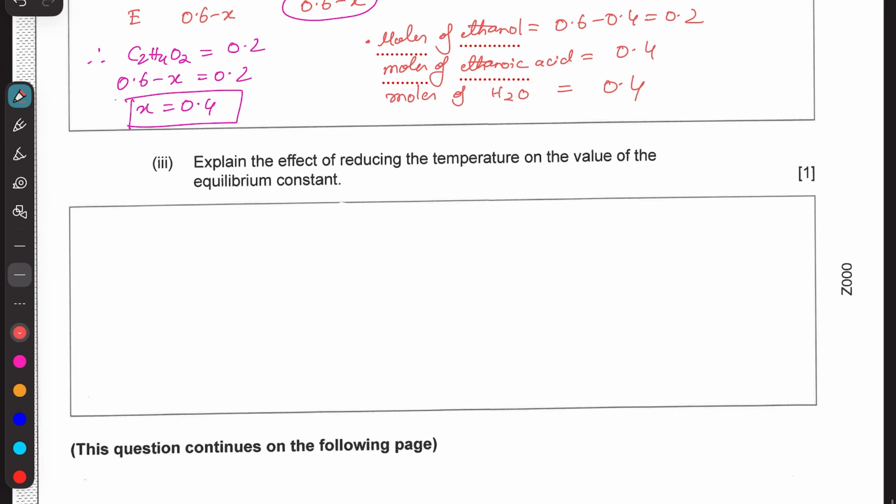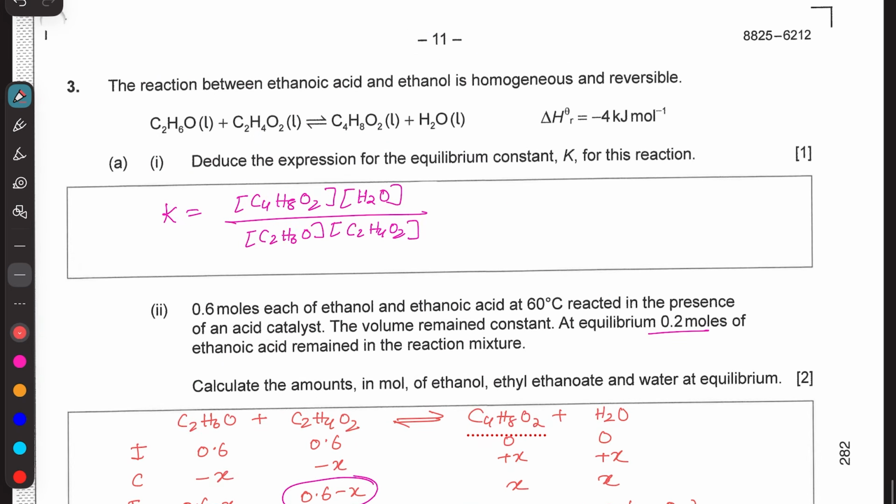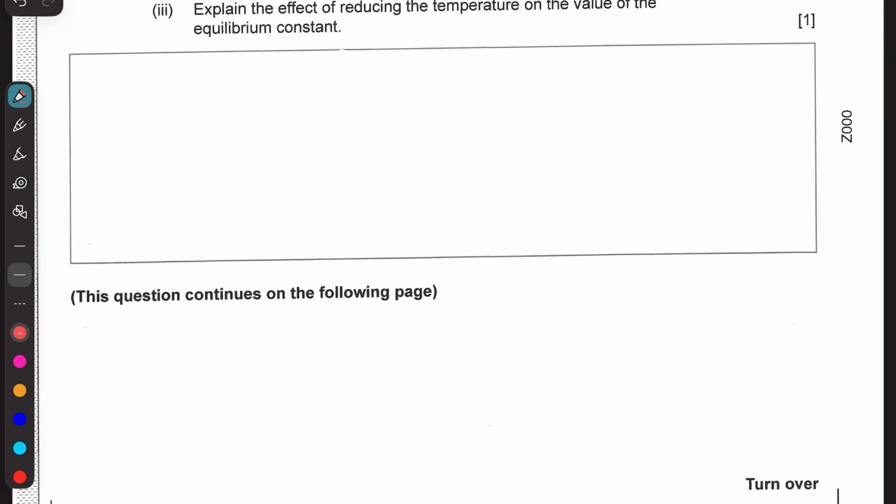Next, we have to explain the effect of reducing temperature on the value of the equilibrium constant. The equilibrium constant will only change if we change the temperature, right? So if you reduce the temperature, what happens? The reaction will try to generate more heat. It will shift in the forward direction because in the forward direction heat is released. If it goes in the forward direction, the equilibrium constant value will increase.